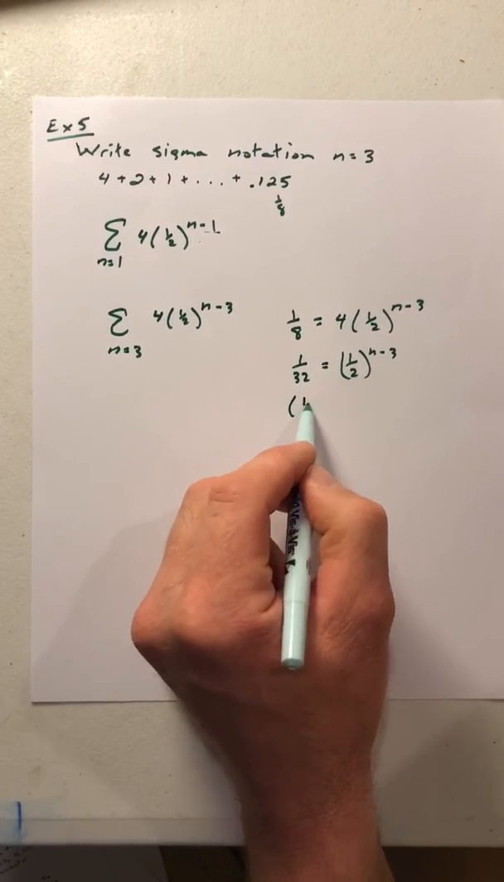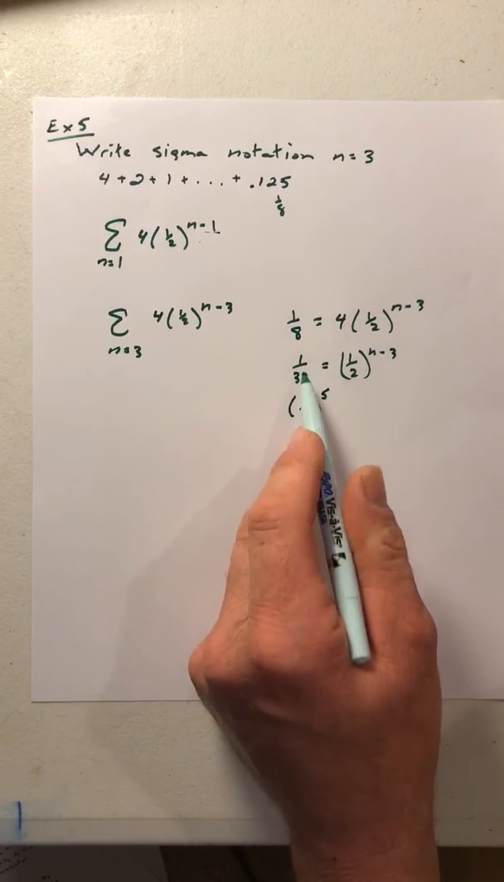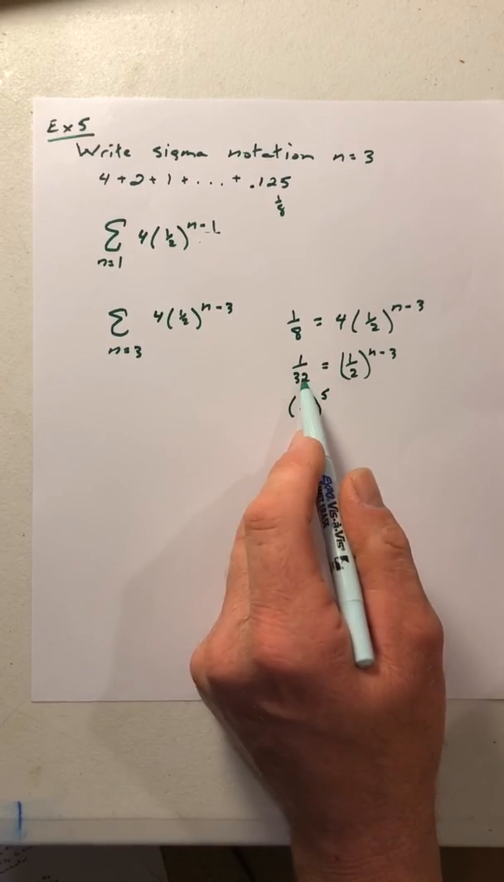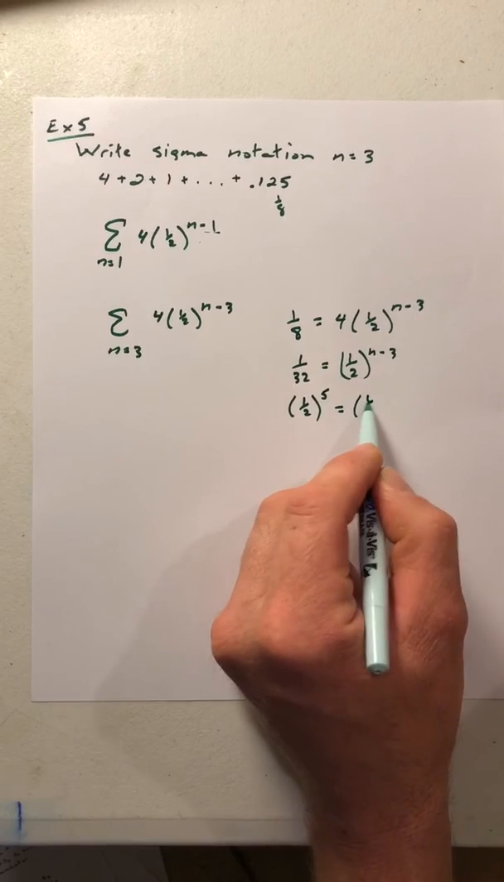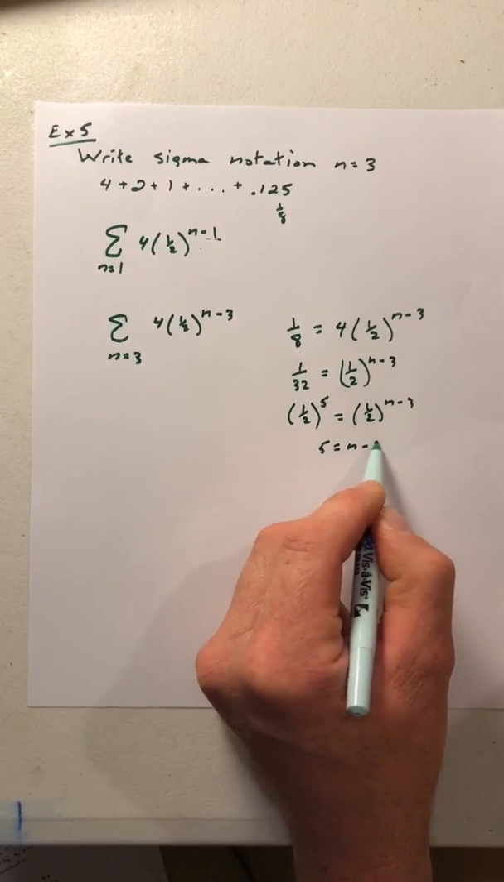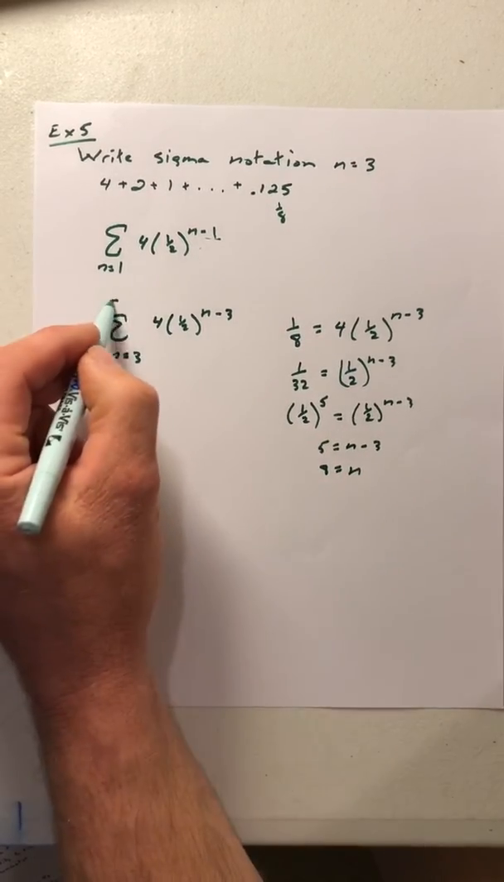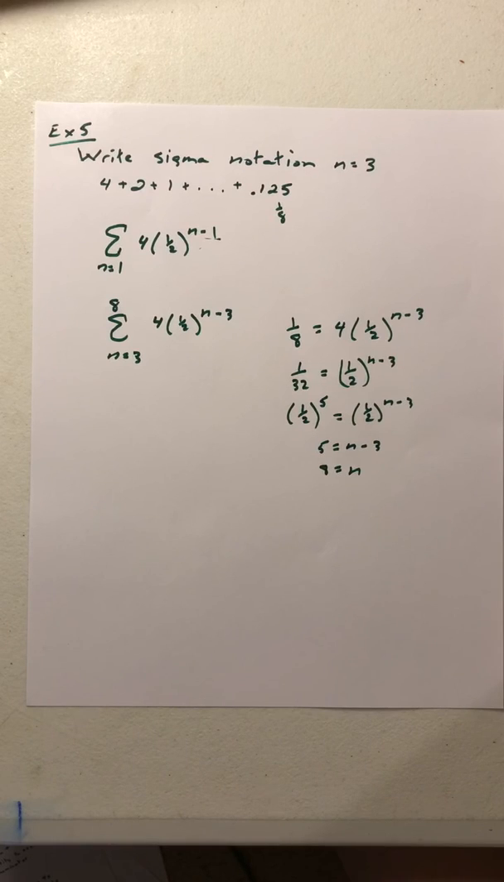1/32, again, great Algebra 2 teacher. So 1/2 to the 5th, or 2 to the 5th is our 32 there. And that's going to equal 1/2 to the n minus 3. So 5 will equal n minus 3. Add your 3 over, we end up with 8 equals n. And that gives us our sigma notation starting at 3.